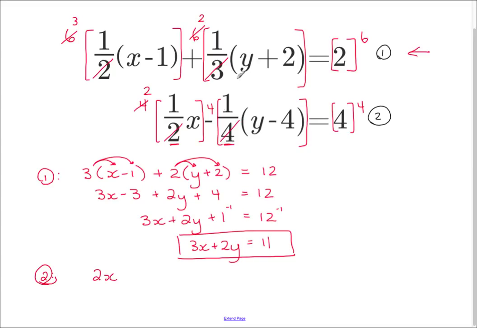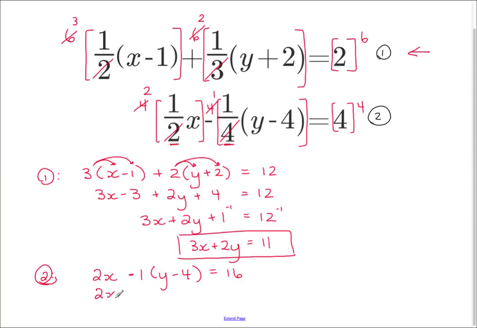Then this 4 goes into this 4 one time, and I'm just left with -1 in front of this bracket. So -1 times y minus 4. And on the other side I have 16. Now this isn't quite as complicated as what we had up here. We can kind of deal with it fairly quickly.